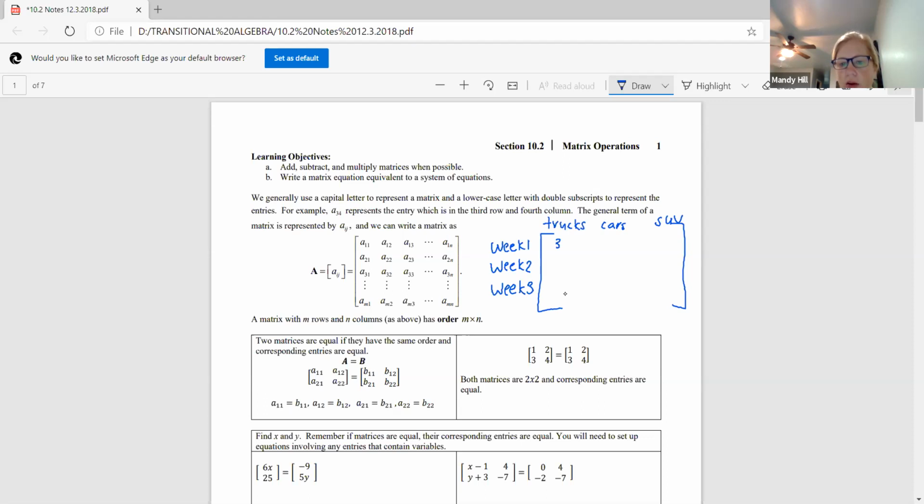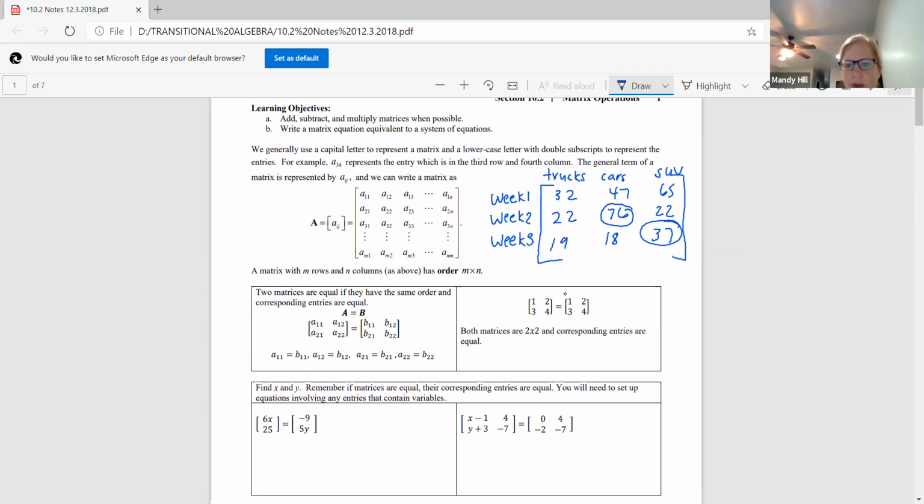So if we did 32, 47, 65, 22, 76, 22, 19, I'm just making up these numbers, 18, 37, this would be a matrix. If I talked about this number in specific, it would mean that on week 2, the company sold 76 cars. If I talked about this number, it would mean week 3, they sold 37 SUVs. So matrices are just a way to organize data and help us solve problems. Not anything scary. And you can work a lot of the problems on the graphing calculator, and I'm going to show you how to do some of that here in just a minute.